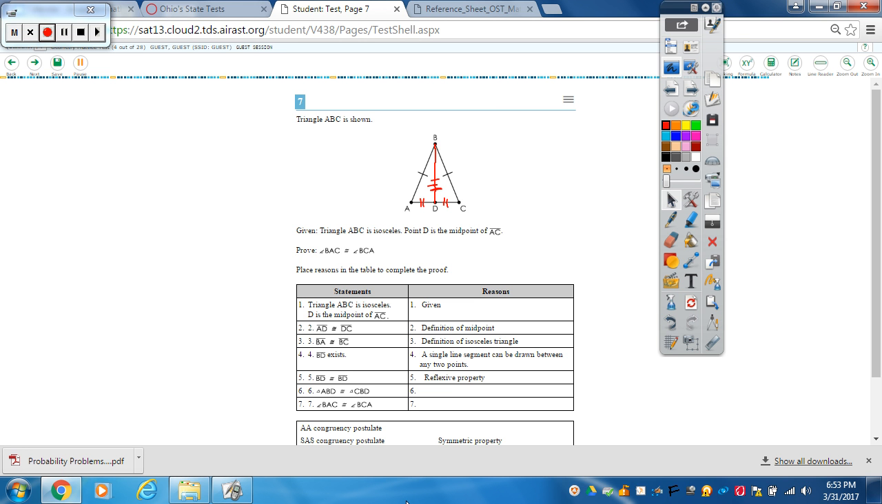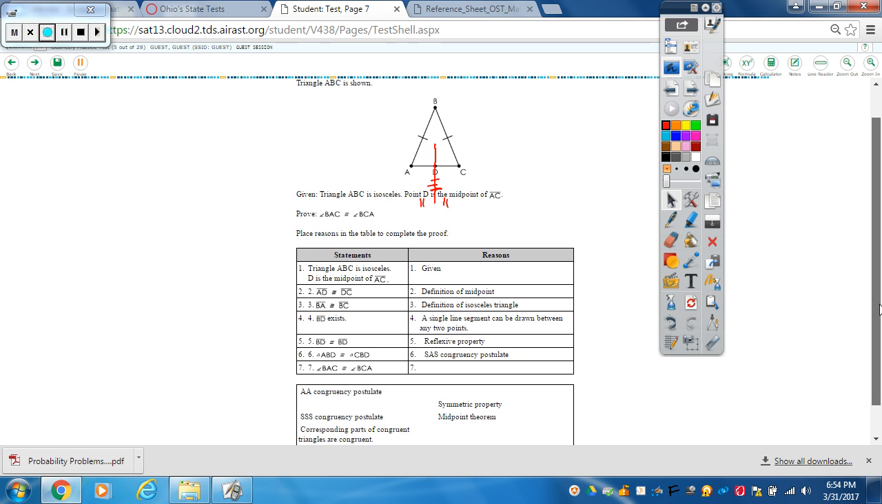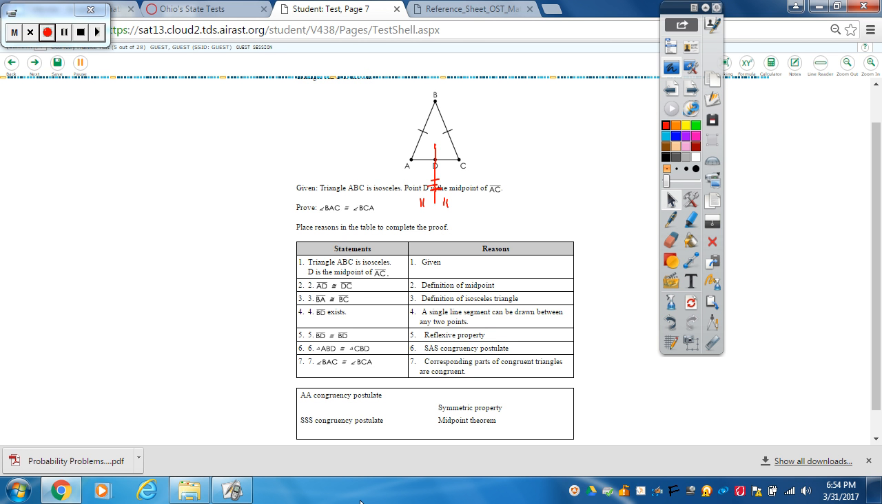From there, we know that the triangles are going to be congruent by side, side, side. So I'm going to take the side, side, side congruency postulate. Oh, not side angle side. Let's do side, side, side. Put it in. Okay. And then from there, how do I know that angle BAC is congruent to BCA? Well, if you look down at your options, corresponding parts of congruent triangles are congruent, CPCTC.